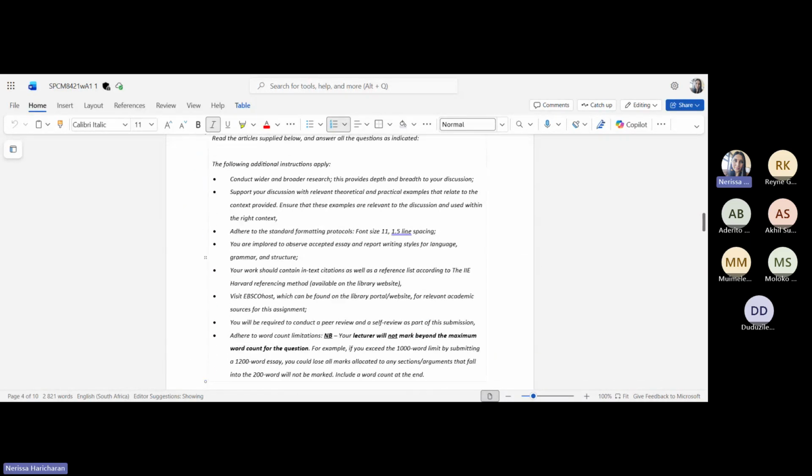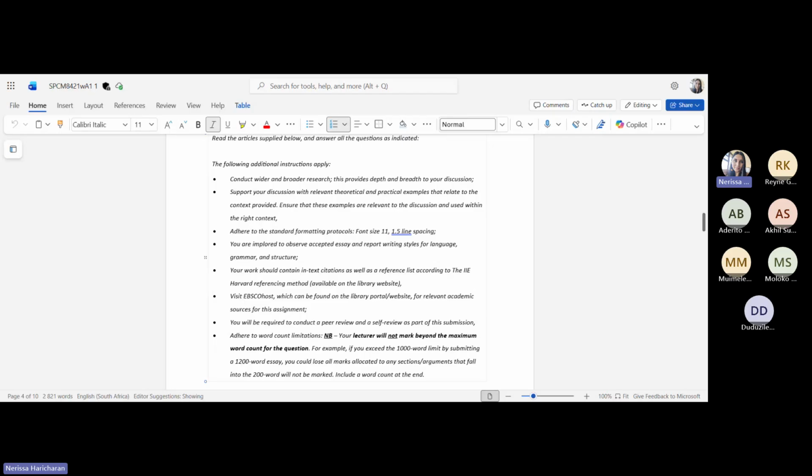Okay, assignment instructions. Please follow this, because as much as quantity is important, quality is also very important. So your assignment needs to be neat. It needs to be in the correct font. You can't have one font on the first page and a different font on the second page. Let's try and keep it as professional as possible.